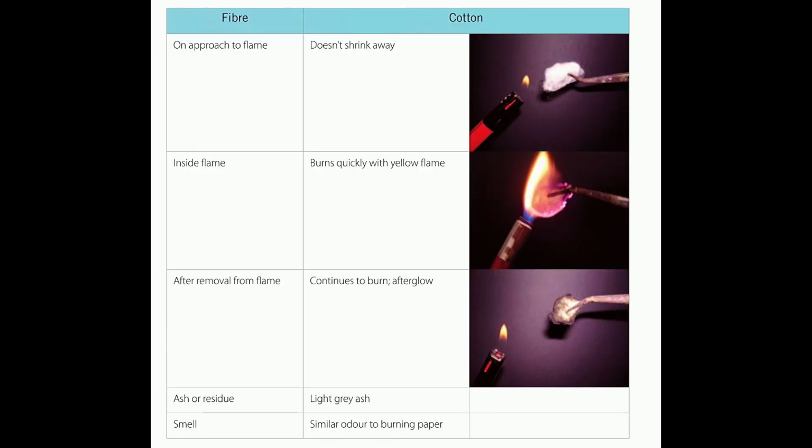So cotton doesn't shrink away, it burns quickly with a yellow flame. It continues to burn with an afterglow, and it produces a light grey ash, and the smell is kind of similar to just burning paper.